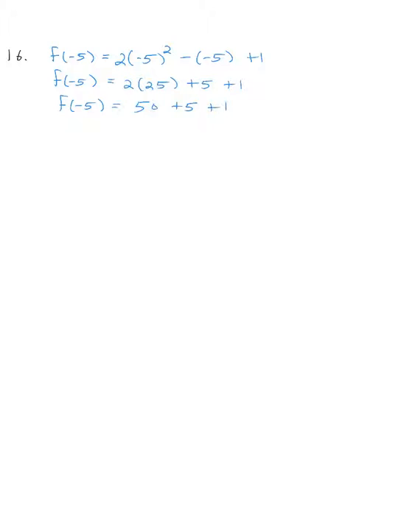Okay, I want f of -5. This is 2 times -5 squared minus -5 plus 1. So f of -5 is, if we square a negative, it becomes a positive 25. In this case, the minus of minus is a plus 5, and then we get plus 1 at the end. F of -5 is 2 times 25, that's 50, plus 5 plus 1. Our final answer is f of -5 is equal to 56.